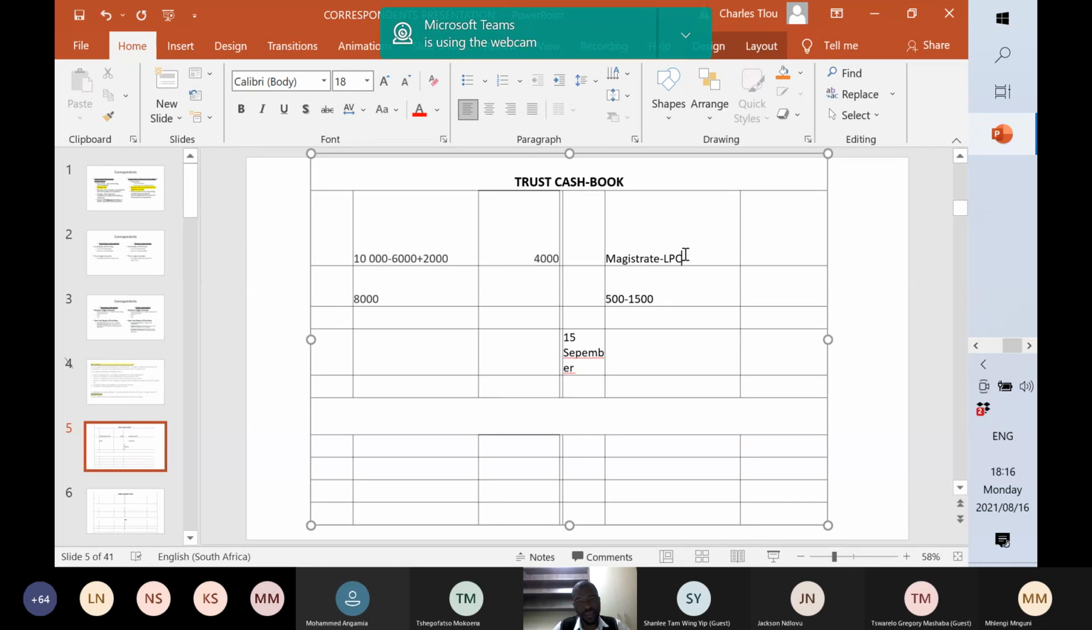Now, what does the Legal Practice Council do? The Legal Practice Council comes to you and says, Mr. Attorney, give us the receipt. Whether it's a trust or a business receipt, give us the receipt to show that this client indeed gave you 4,000 rand. And now, when you try to look, you don't have it. Now, you already have problems.